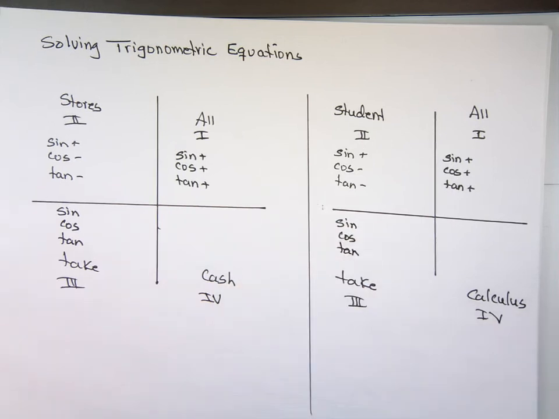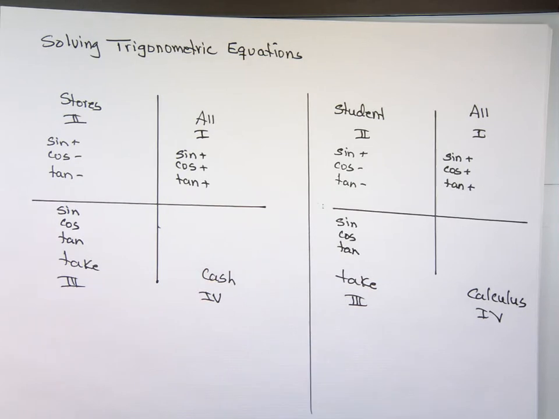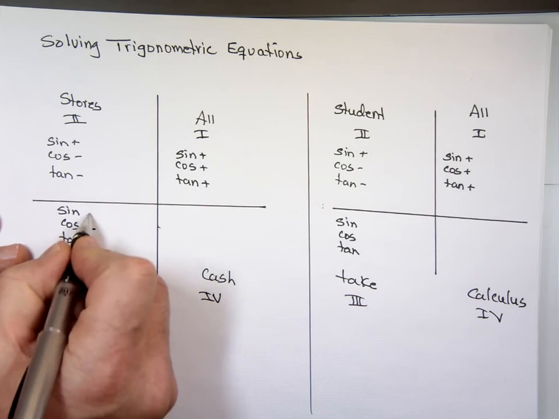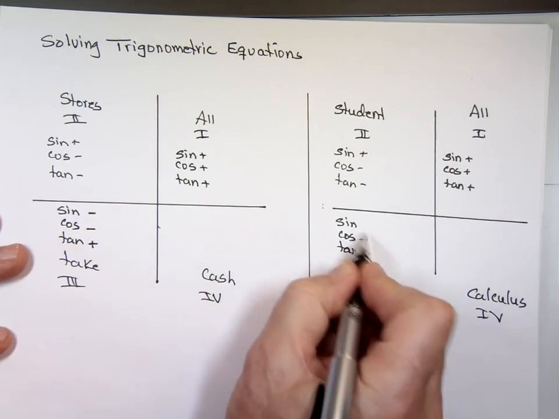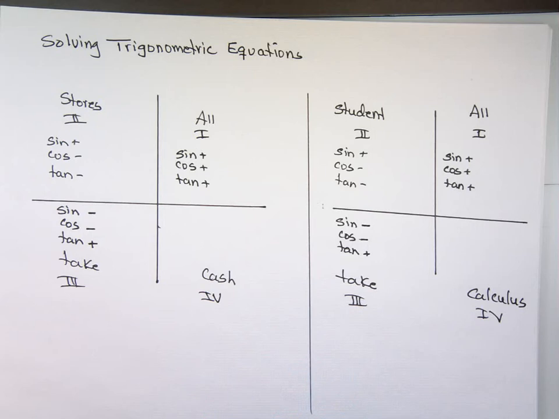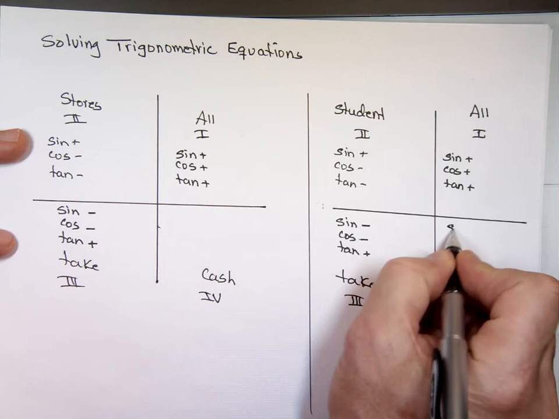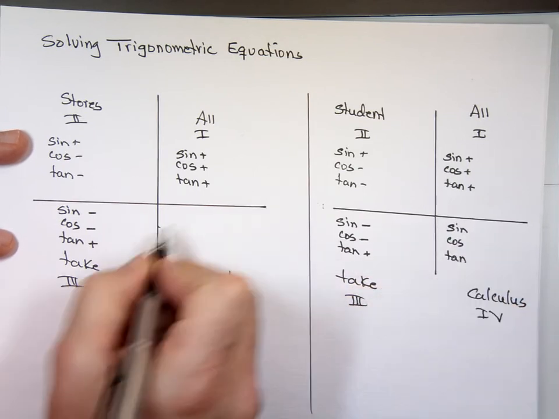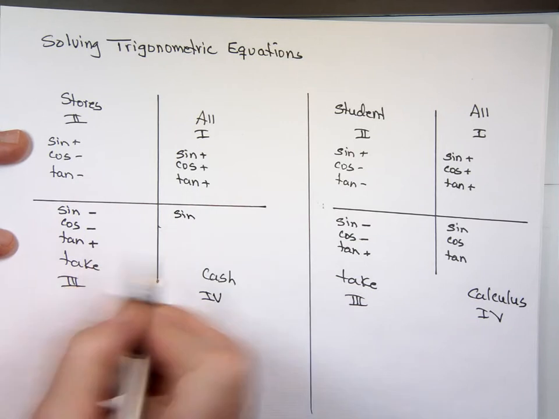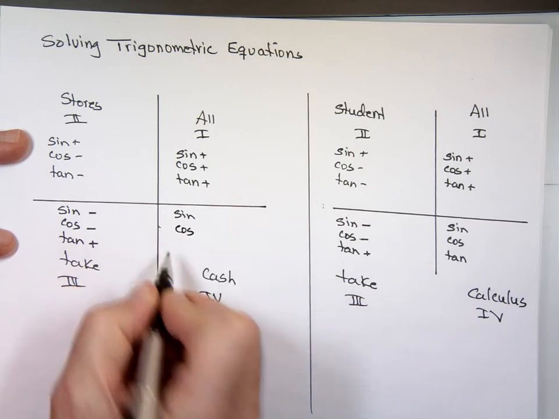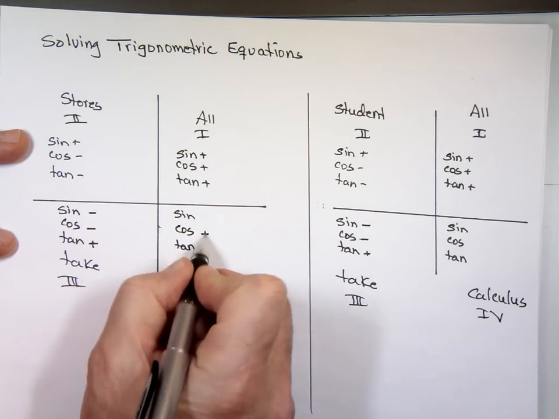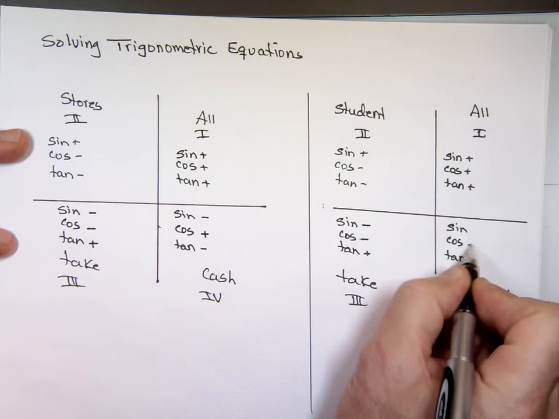Now in the third quadrant, take. The word take begins with the letter T. Only the tangent is positive and the other two are negative. And in the fourth quadrant, cash or calculus, both begin with the letter what? C. So the cosine is positive, the other two are negative.